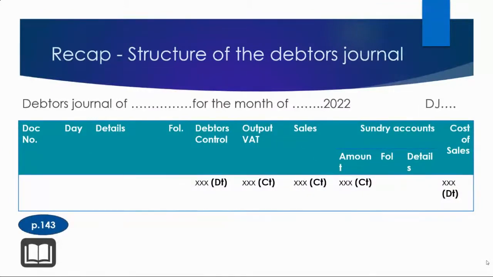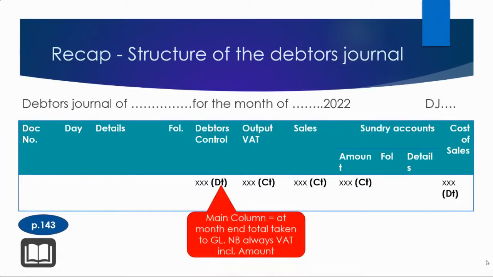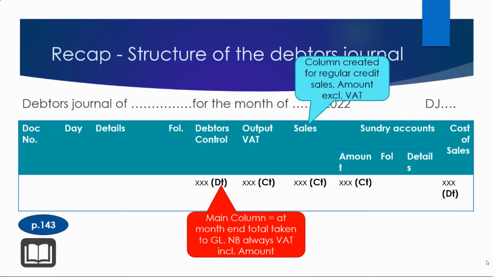Okay, now let's quickly look at the structure of your debtors journal again and what it looks like. So we've got the document number, the date, the details. Now the details is the person who you sold to. Then your debtors control, that is your main column, your VAT inclusive column, will be debited, and then you'll see your output VAT and sales columns would be credited, and your sales is excluding VAT. And then at the end, we've got a cost of sales column, but that is only applicable if you've got a perpetual inventory system.